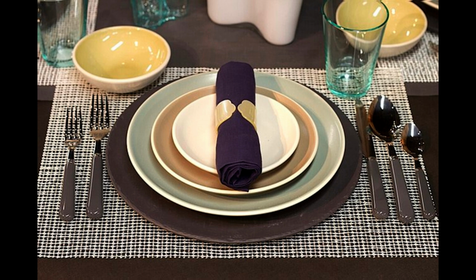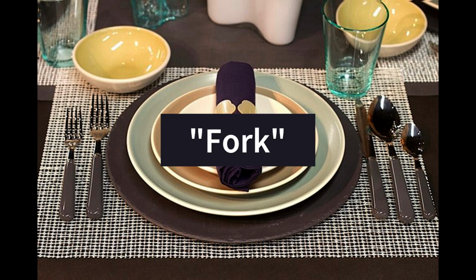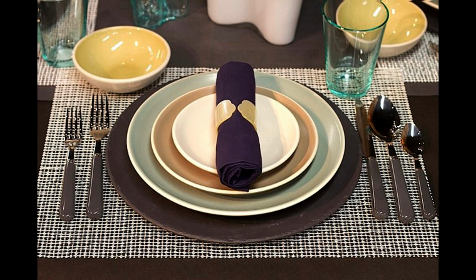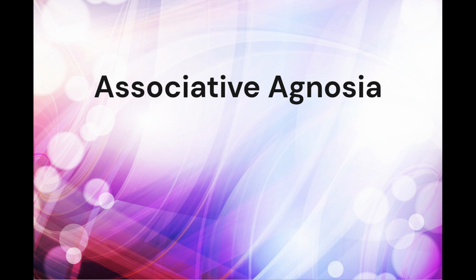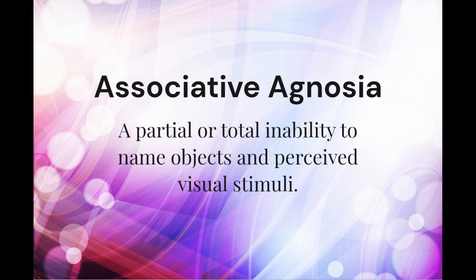Having all of this information, you try to answer the question, but ultimately cannot verbally name that object as a fork. You may mistake it for a spoon or a knife, or you may not even say anything at all. If you're an expert in fine dining, you might be able to call that utensil a fork, but this would not be due to its appearance, but your prior knowledge that the fork goes on the left, on top of the napkin. This is associative agnosia, a partial or total inability to name objects and perceived visual stimuli.